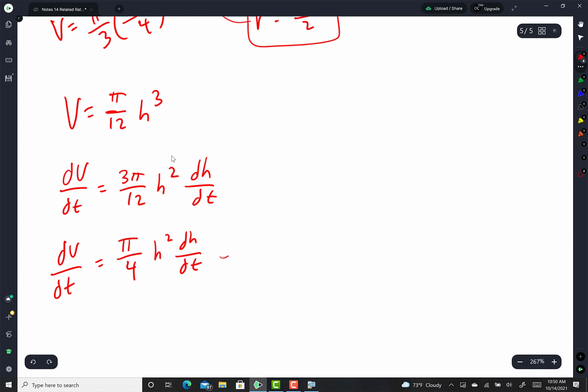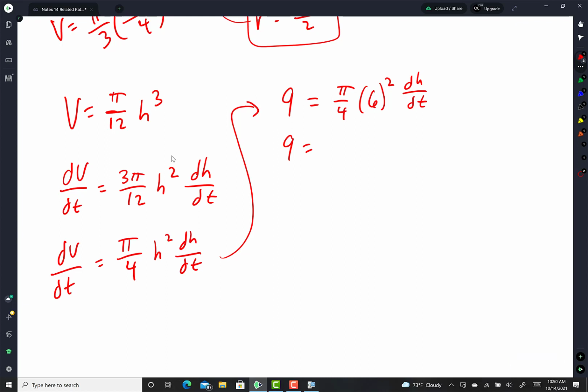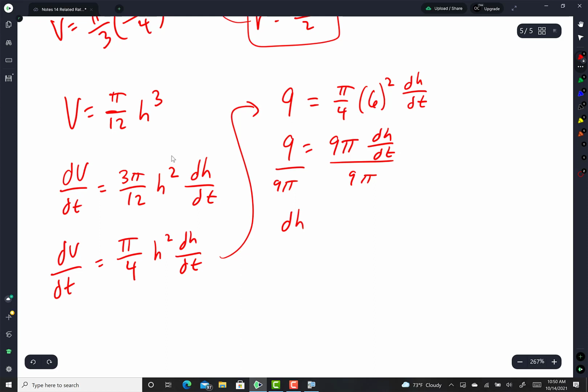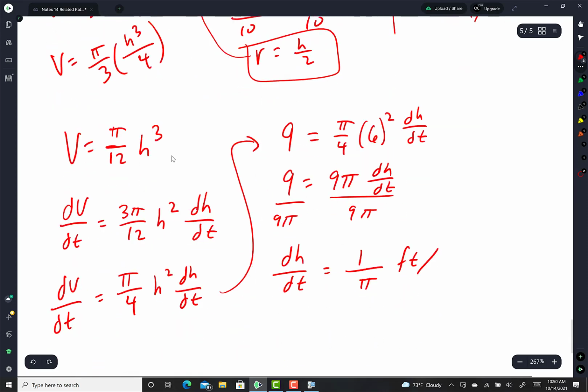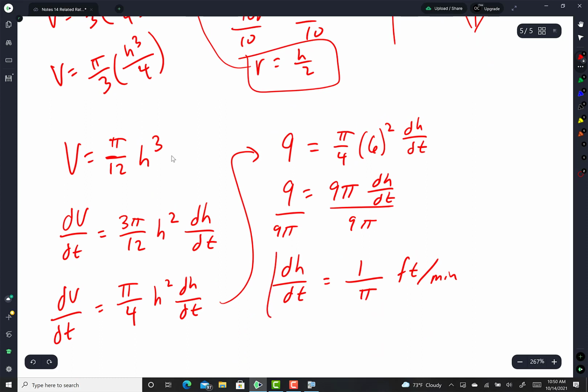Now I'm ready. dV/dt was 9. So 9 equals pi over 4. The height was 6, so 6 squared dH/dt. Now I'm just going to solve for dH/dt and see what's up. 9 equals 6 squared is 36. 36 divided by 4 is 9. So 9 pi dH/dt. Divide by 9 pi. Divide by 9 pi. OMG, look at this. dH/dt is equal to 1 over pi feet per, was it minute? Minute. Did we get the same answer?